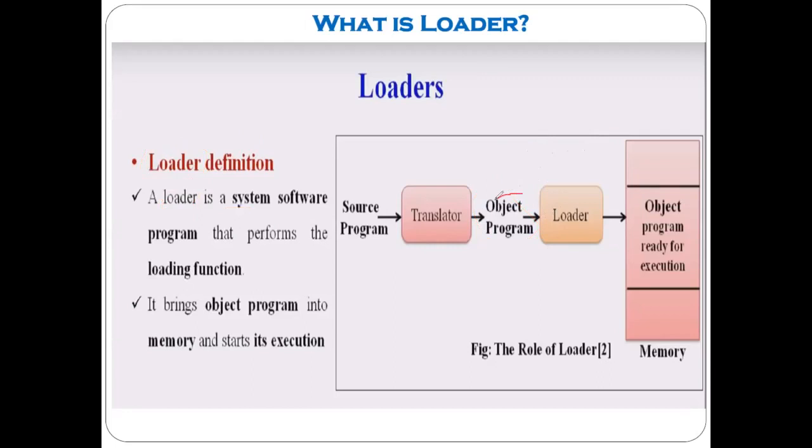So loader does the functioning of what? Loading of this program into the main memory, in your random access memory. So in order to execute the program by the CPU, that object program needs to be there in your main memory, and that functionality is done by whom? That functionality is done by the loader. Okay. Understood this?